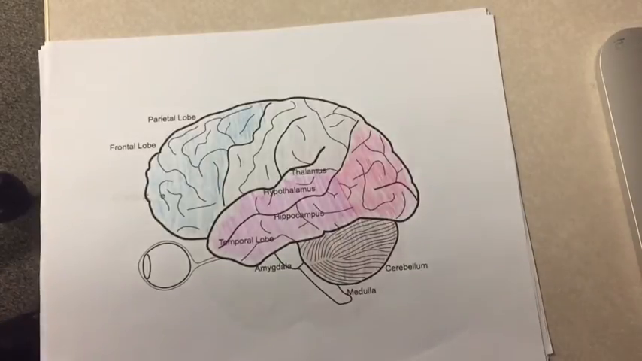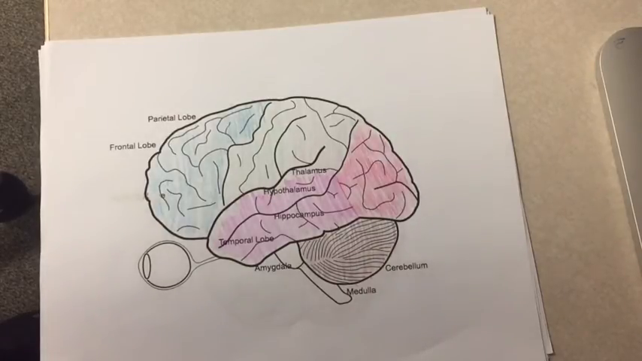Next up, we have brain structures. We have the brain stem, which is the oldest and innermost region of the brain, and it contains the pons and medulla. The medulla is at the base of the brain stem and controls bodily functions like heartbeat and breathing.